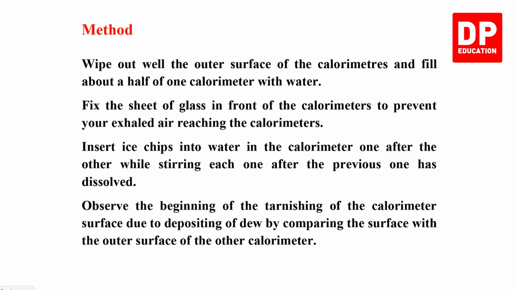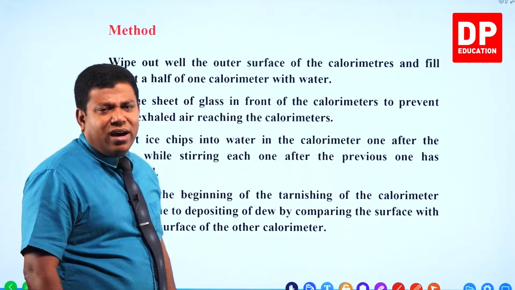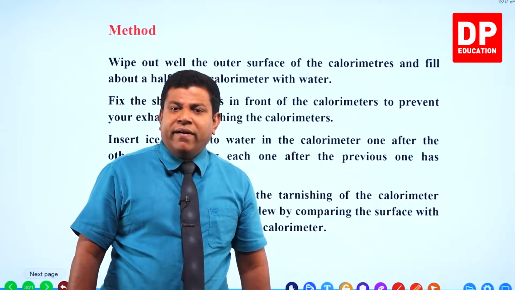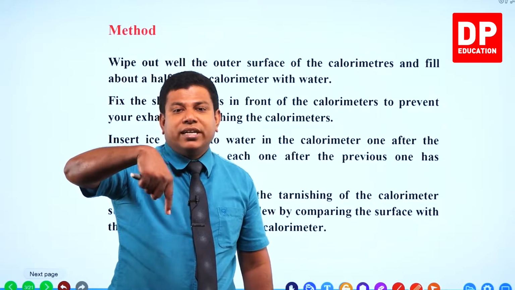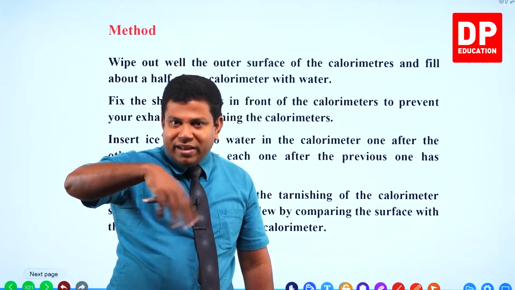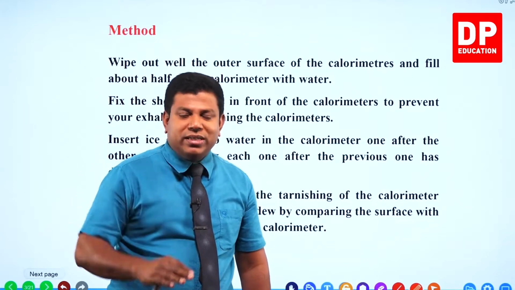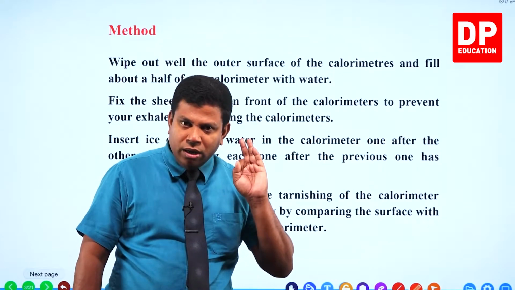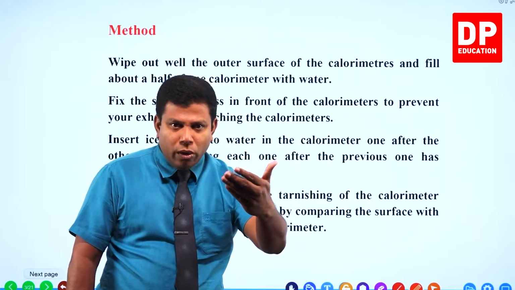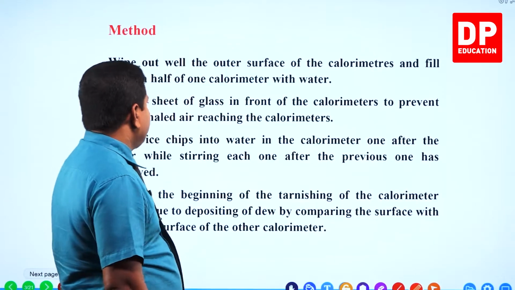Wipe out well the outer surface of the calorimeters and fill about a half of 1 calorimeter with water. Approximately half, not exactly. Why we fill it with half? Because you have to add ice cubes and stir it, right? So to keep enough space to add ice cubes, we say usually up to half. Not a hard and fast rule. Even if you add a little bit more, it is not going to make much difference.